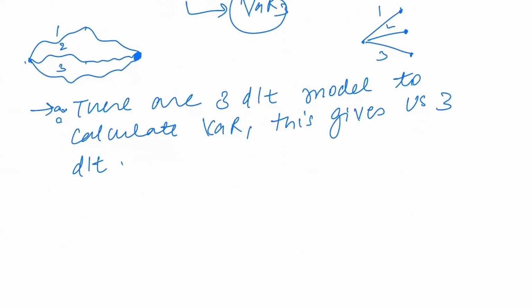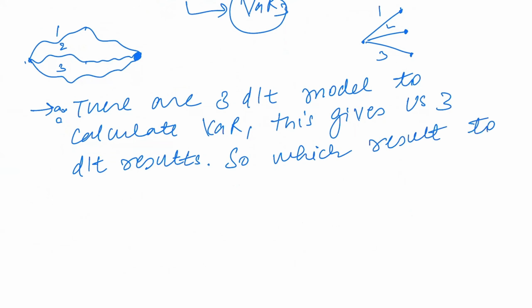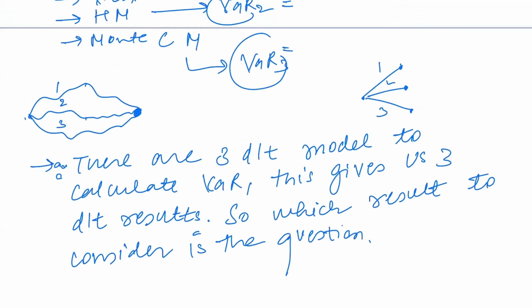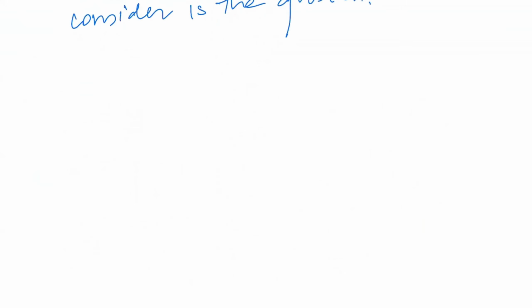Which result to consider is the question. So this is the first limitation of value at risk: three different models, three different results. Second, model risk assumptions.